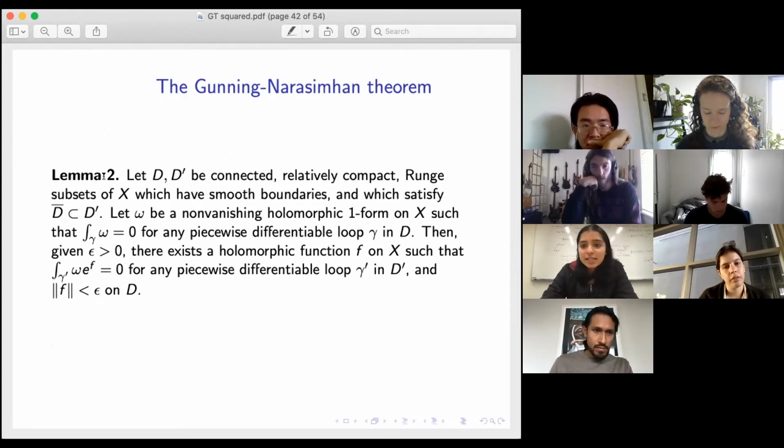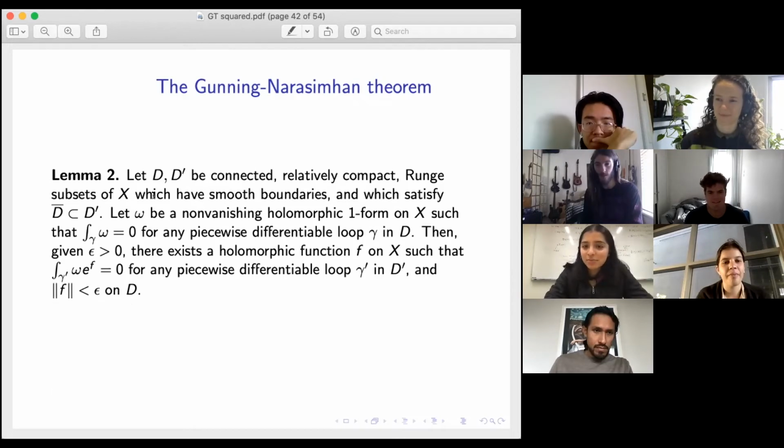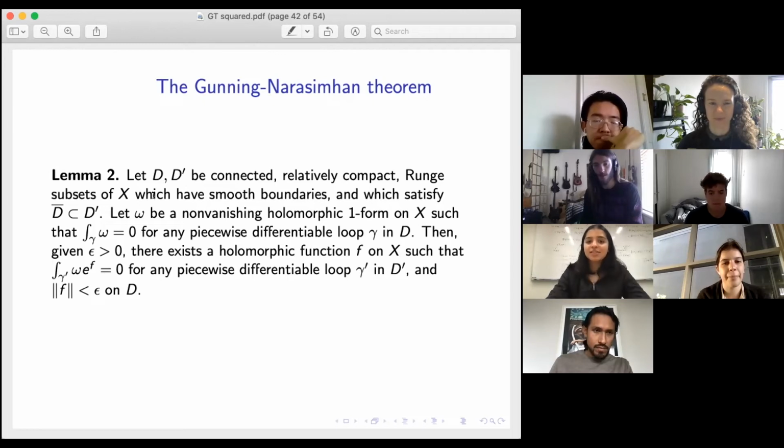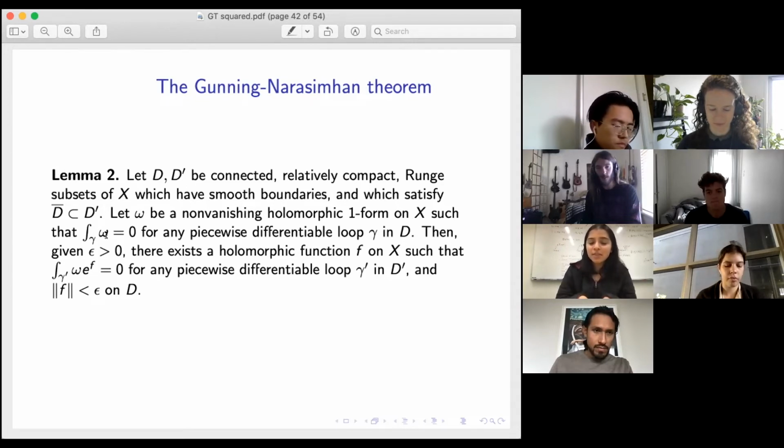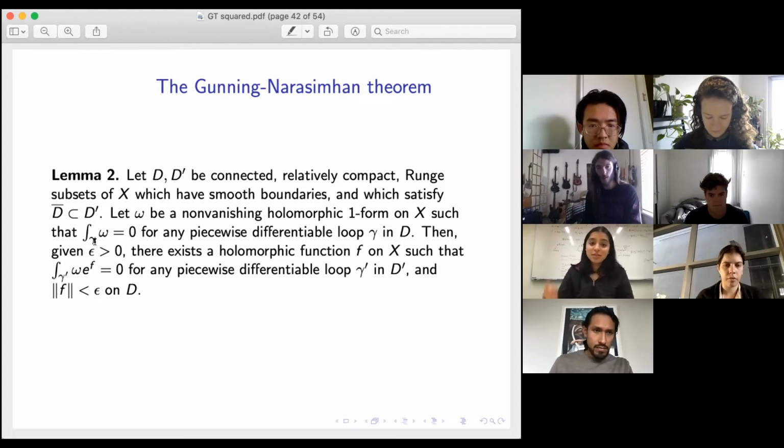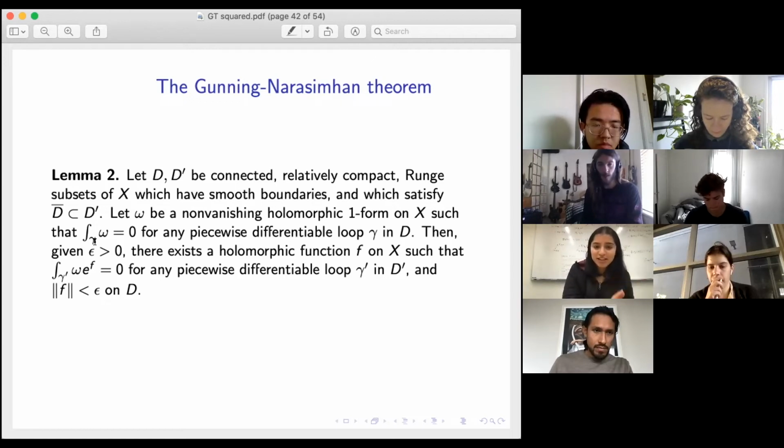So let D and D prime be connected, relatively compact Runge subsets of X which have smooth boundaries, and D prime sits inside D, just the same setup as before. Now we take a non-vanishing holomorphic one form omega on X, and we assume that it's exact inside D. So if you have any piecewise differentiable loop in D, and you integrate over it, then it has to be 0. And this also means that you can find an immersion such that dF is equal to this.